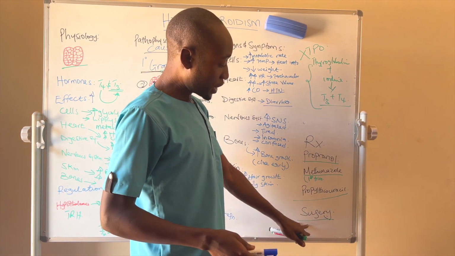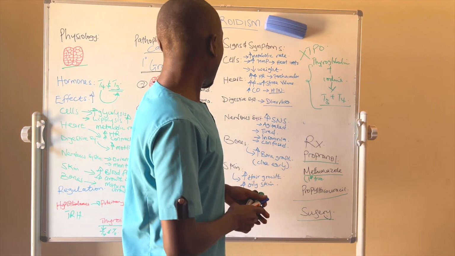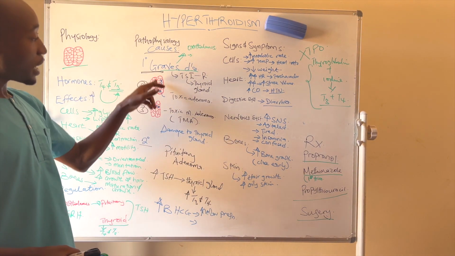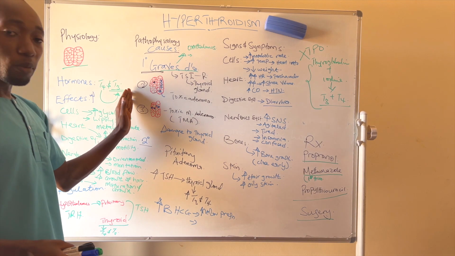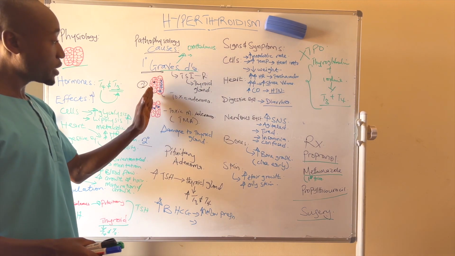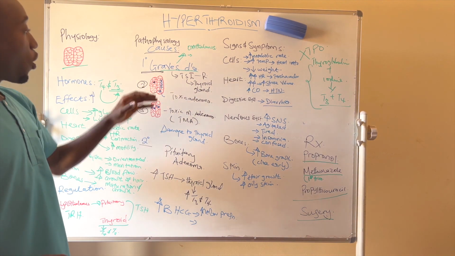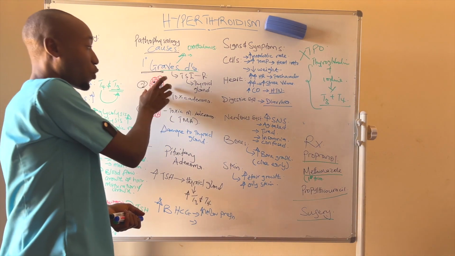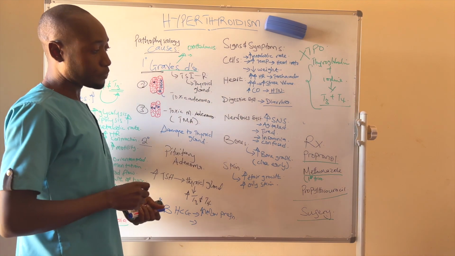Lastly, surgery. They can cut out one lobe of the thyroid gland, in this case what we call a lobectomy, or they can cut out the whole thyroid gland, depending on what the cause is.